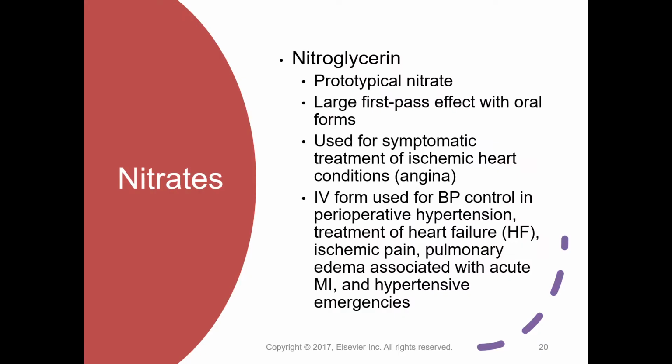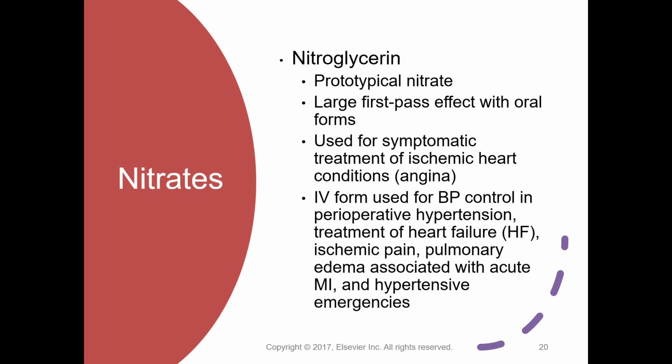So nitroglycerin is the granddaddy. It's the prototypical nitrate, the nitrate of all nitrates. It has a large first pass effect with the oral forms. It's used for symptomatic ischemic heart condition, in other words, angina, right? If you're having chest pain or an ischemic heart problem, ischemia is angina. Angina is ischemia. If you hear ischemic heart condition, that's angina. If you hear angina, it's ischemia. You should know that by now.